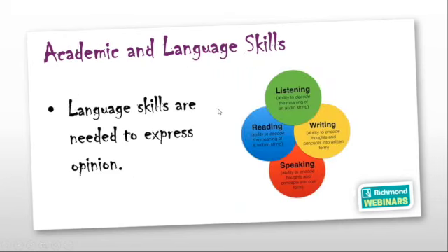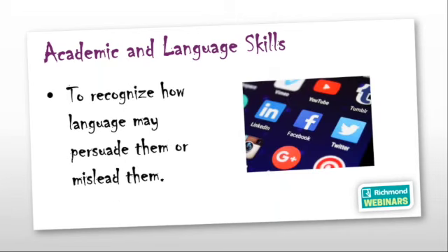Okay. Now, language skills are also needed to express opinion. So if they want to express something, they're going to be working with specific skills, either writing, listening, or reading, so they are connected, as we were saying.